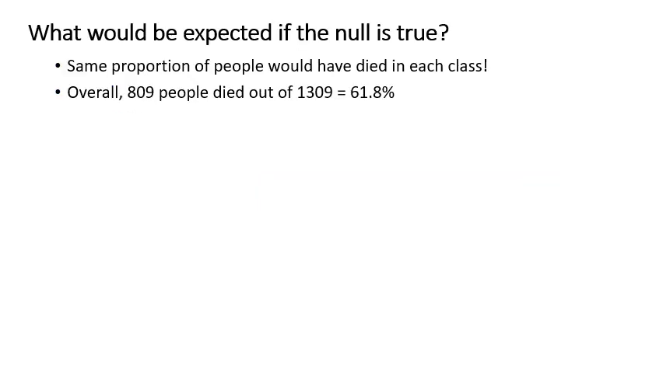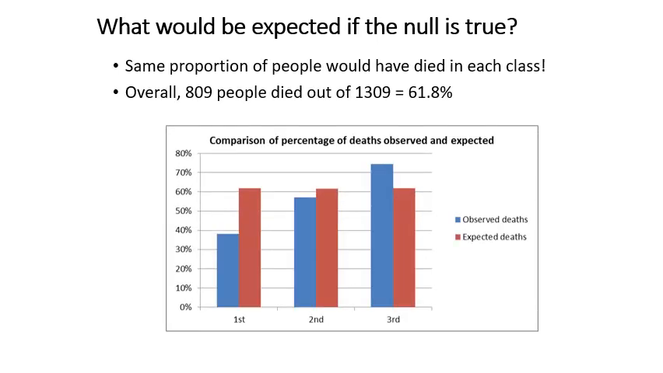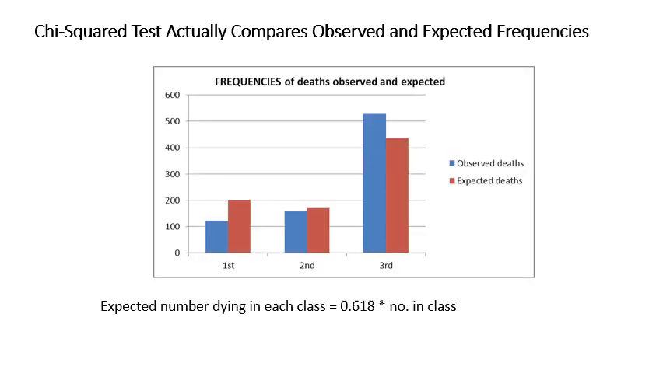Okay, so if we take a look at it on a graph, what would be expected if the null is true? The same proportion of people would have died in each class. If you take a look at the blue and the red, the red are the expected deaths and the blue are the observed deaths. So how are you going to compute the expected deaths? The expected number of people who died in each class is the actual proportion, 0.618, times the number in that class. So how many are traveling in that class? That is the expected deaths.